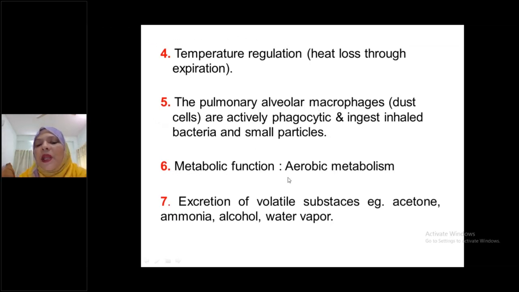Number 6, metabolic function, that is aerobic metabolism. Number 7, excretion of volatile substances, that is acetone, ammonia, alcohol, water vapor. During expiration, that is heat loss, I already mentioned temperature regulation, heat loss through expiration, that is water vapor.